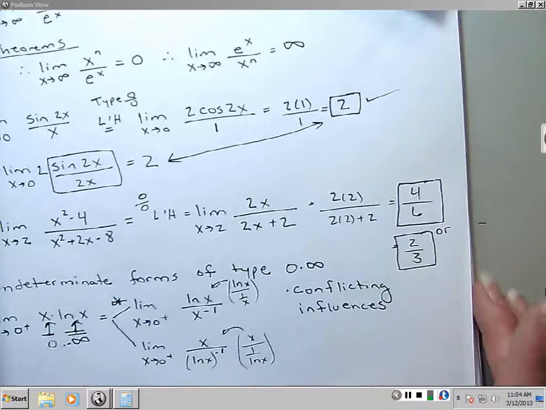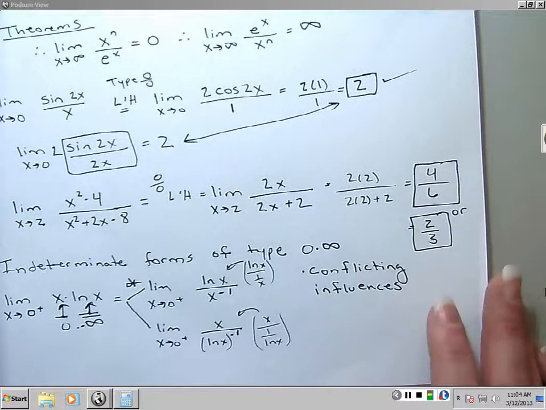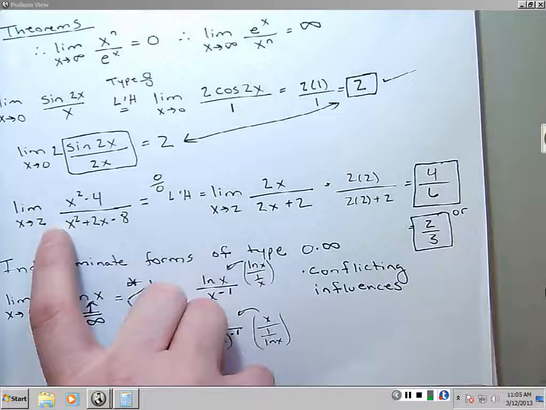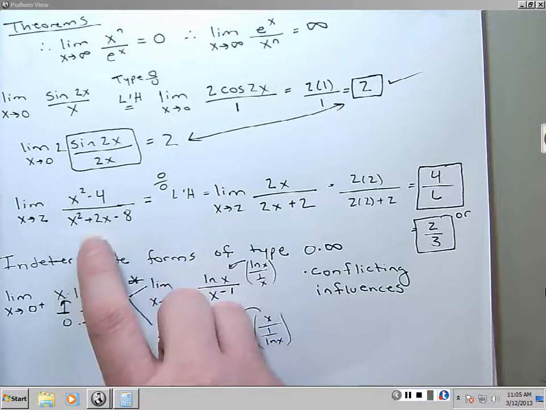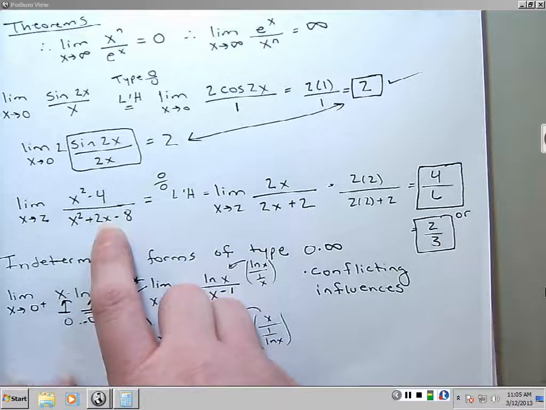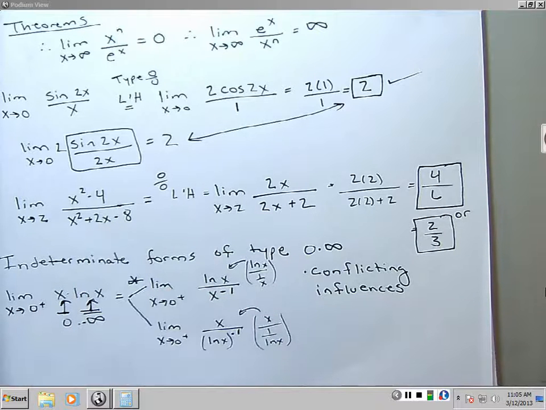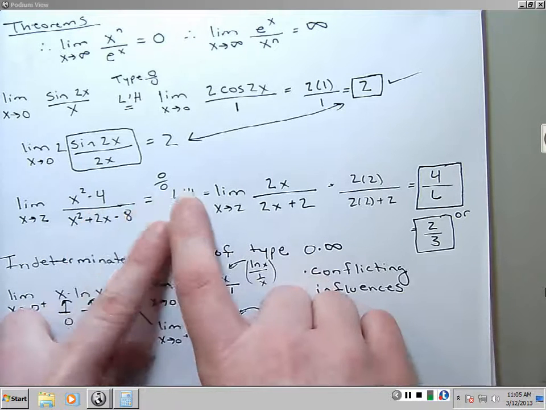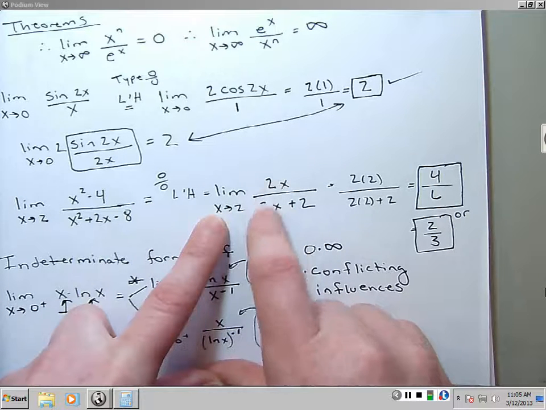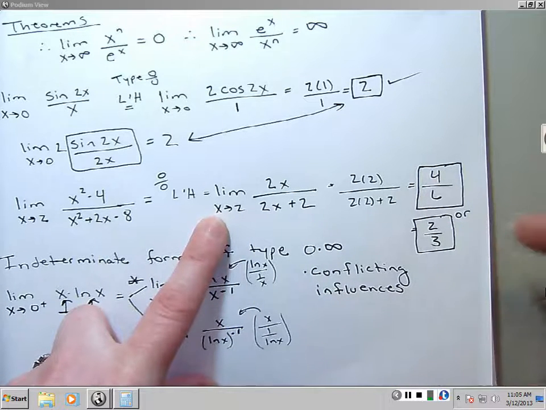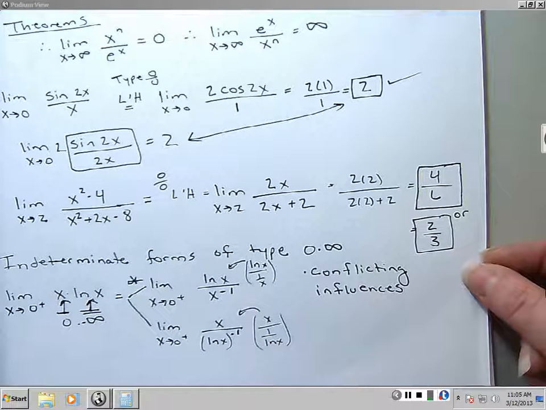Same thing with the polynomial over the polynomial. If I plug in 2 and I get 0 over 0, that tells me 2 is a factor. Factoring quadratics, pretty straightforward. I can factor that, or I can apply L'Hopital's rule. Differentiating polynomials is easier than factoring in most cases, right? Unless it's a nice quadratic. So here, if I apply L'Hopital's rule, I get this form. If I plug in 2 here, I get 4 over 6, which is 2 over 3, which would be the same thing as if I factored it and plugged in 2.